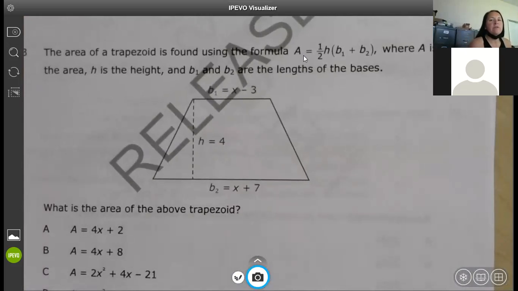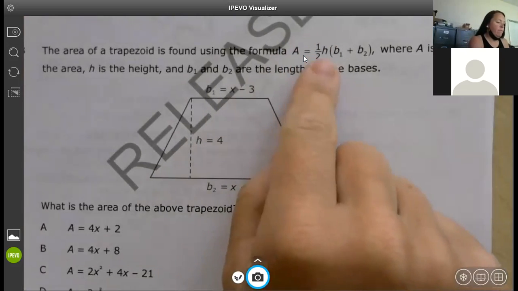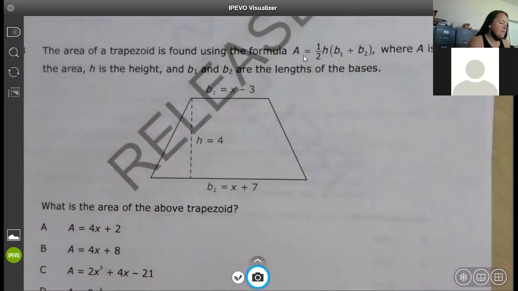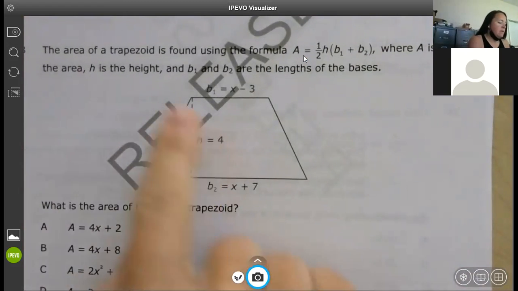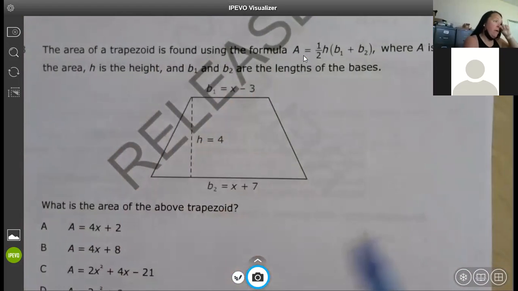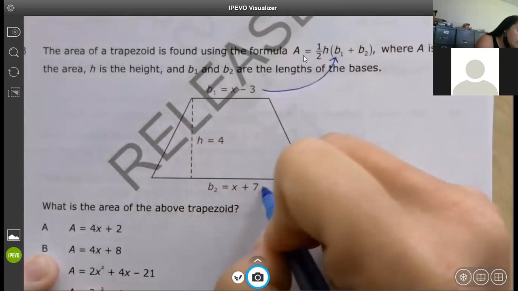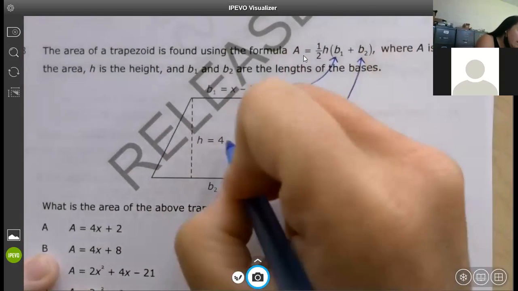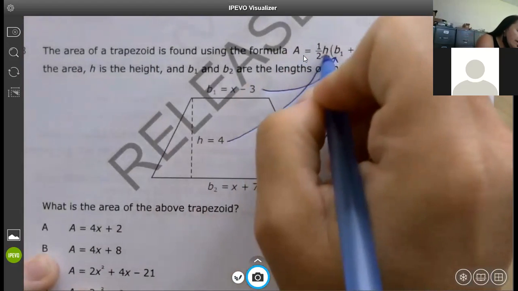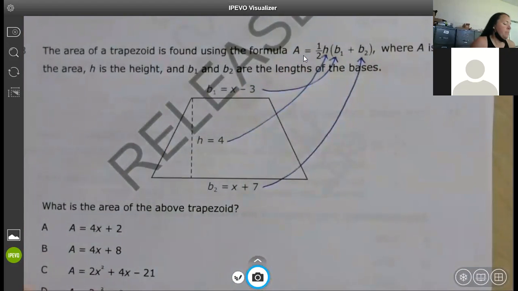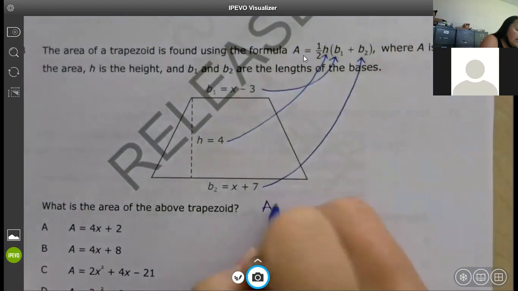It says the area of a trapezoid is found using the formula. So it has a formula for you where A is the area, H is the height, and they give you H, B1 and B2. So all you're doing, guys, is plugging into the formula. So you're plugging B1 in here, B2 in here, and height in right there. So everybody got that? So I'm going to do that.